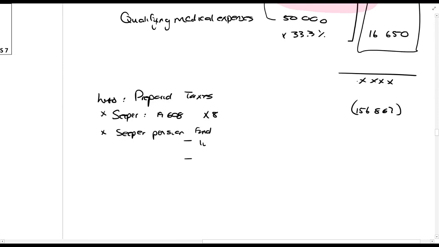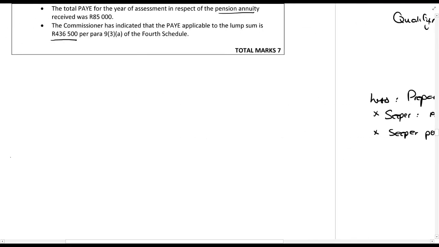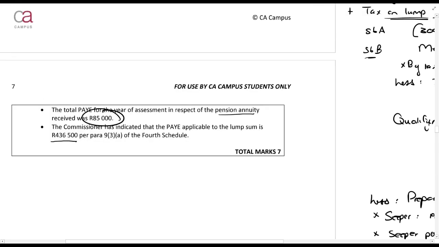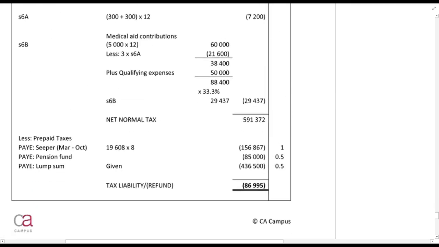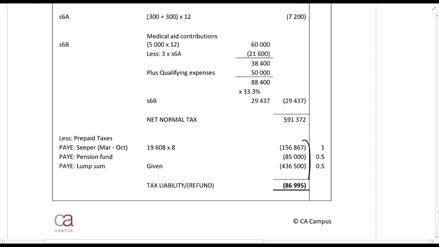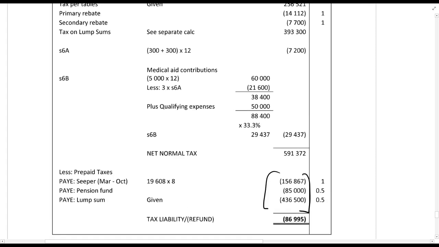Then we have the SEPA pension fund, which paid us a lump sum and an annuity, and both of those amounts are given to us here, the pension annuity and the lump sum. So you will take that into account. If I just take you to the solution, guys, here you can see it just gets taken into account as that. And that's it.